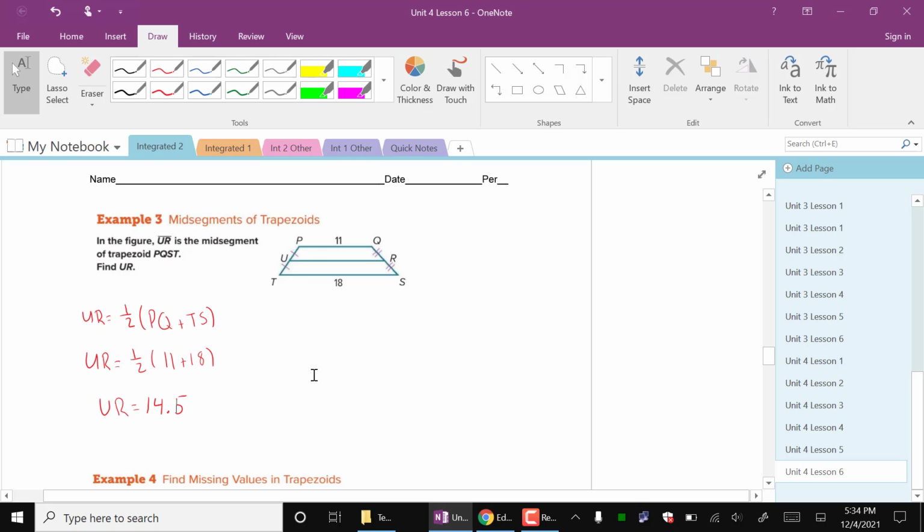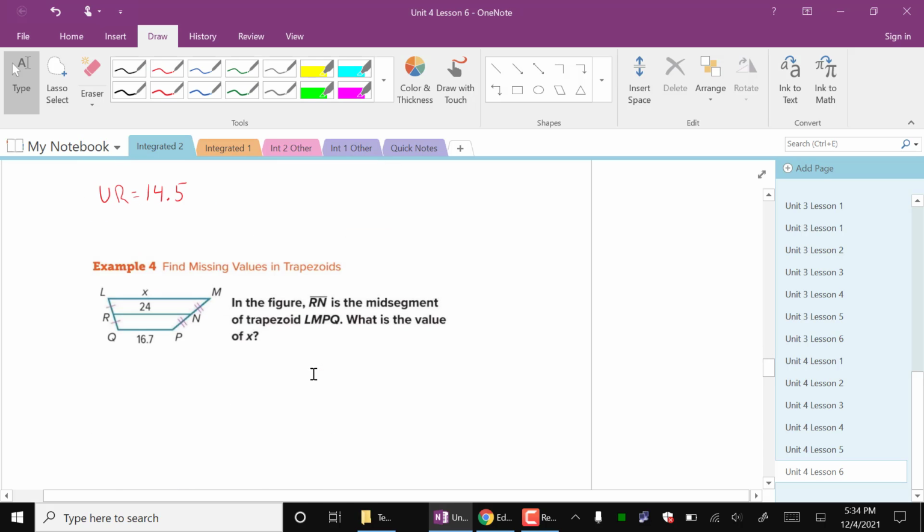Now let's take a look at example 4. This time we have the mid-segment length, but we don't have one of the other lengths. So we're going to use that mid-segment theorem again, theorem 2.24, to help us out. So RN equals 1/2 the sum of LM plus QP. LM is going to be x. So this is going to give me 24 equals 1/2 x plus 16.7.